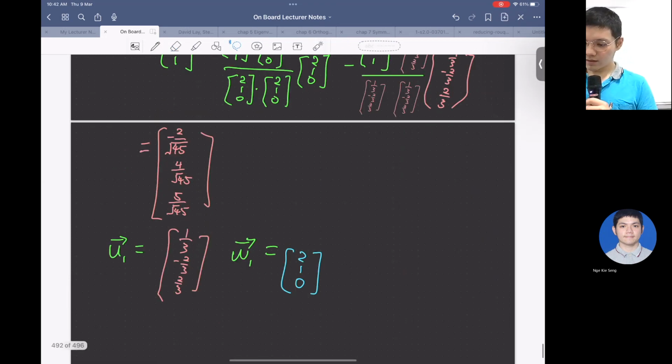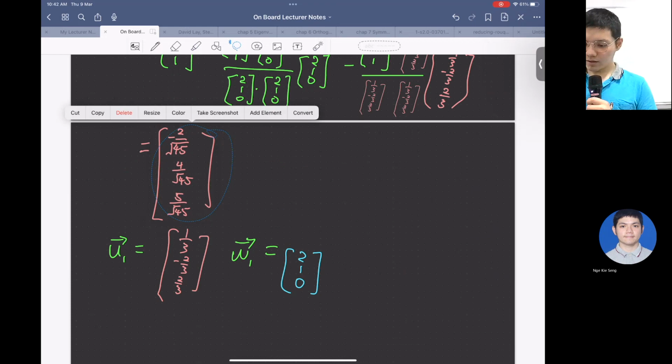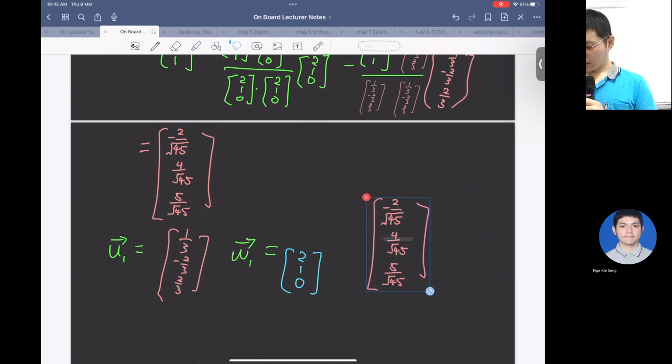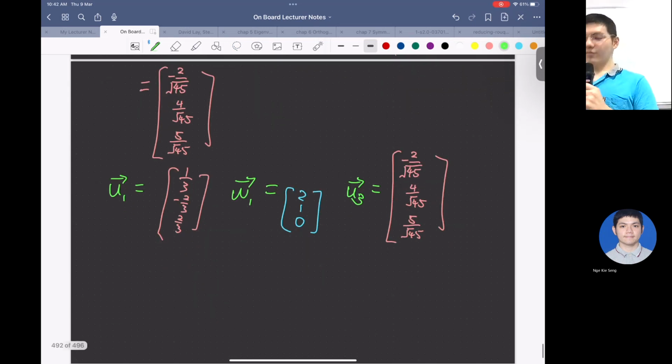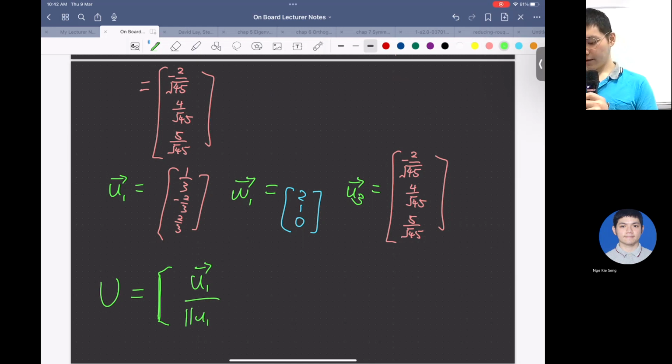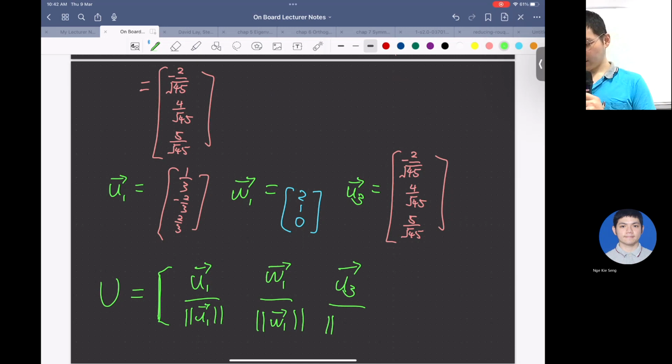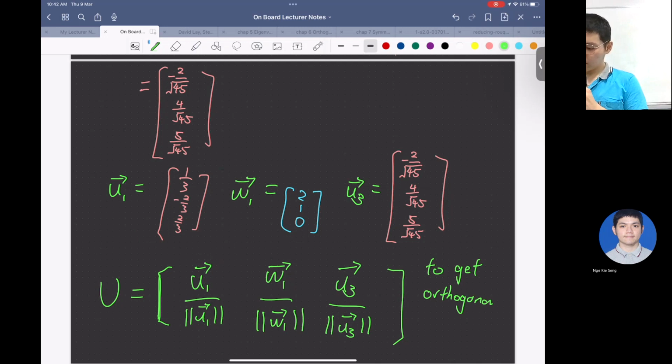And then you got this U3 copy. Okay, so you got these three. So you want an orthogonal matrix. So you take U1 divided by the length, W1 divided by the length, U3 divided by the length, to get an orthogonal matrix.